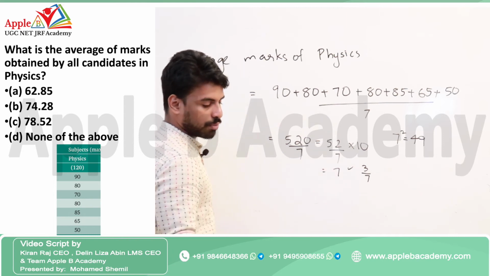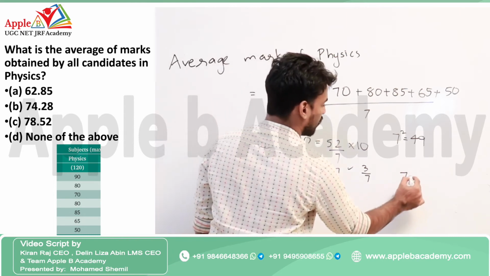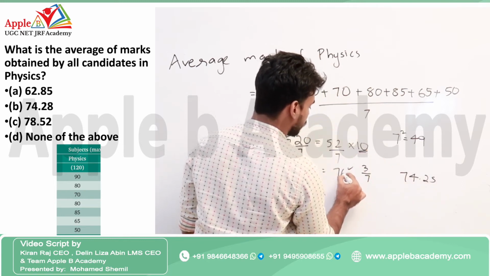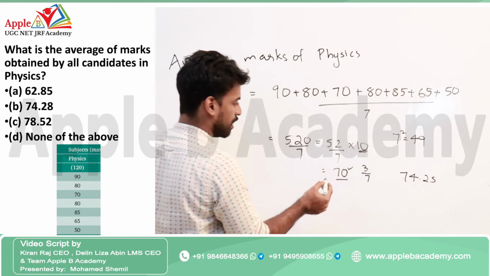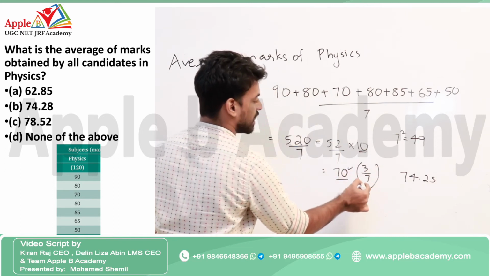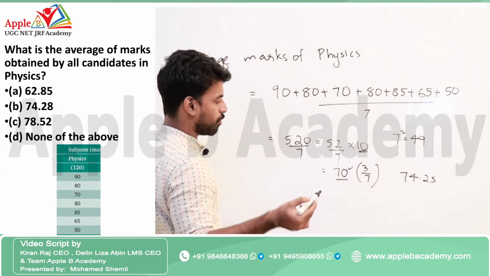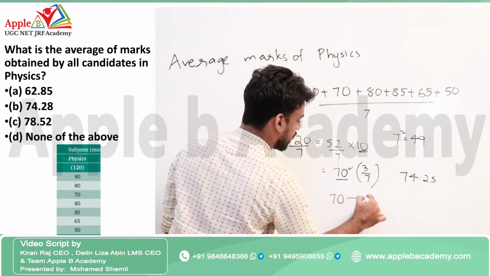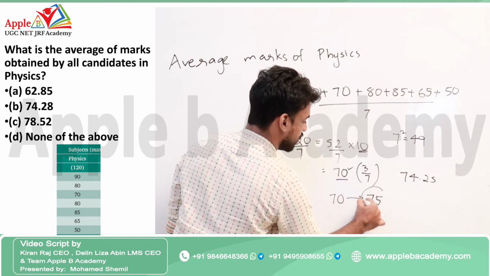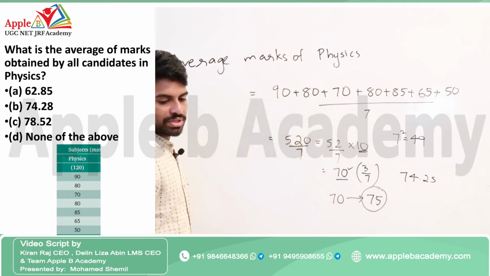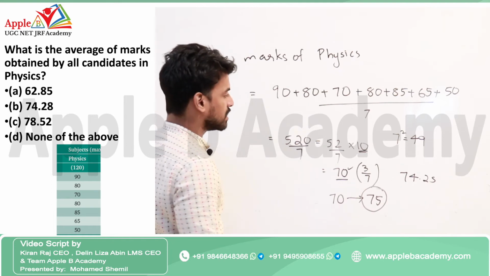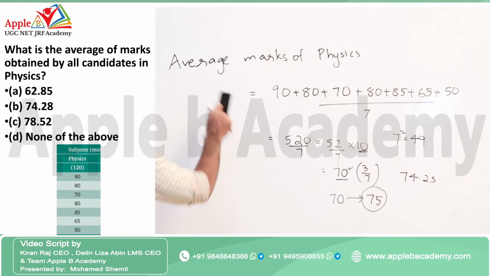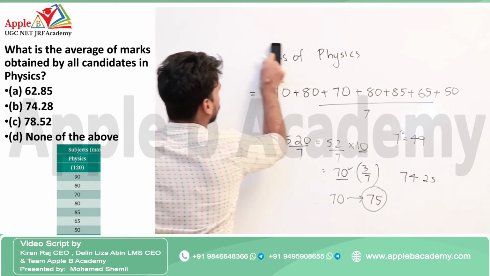Now when you check the options, you will have a value called 74.28. When you multiply this by 10, this value will be greater than 70, and 3 by 7 is less than 0.5 or 50%. So our value would be somewhere between 70 and 75%, but very close to 75%. So which is our corresponding value? It's option B, 74.28.